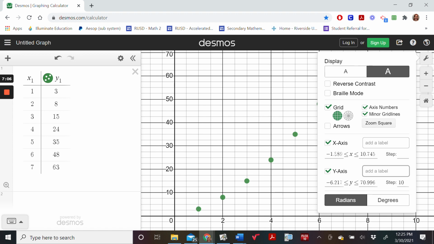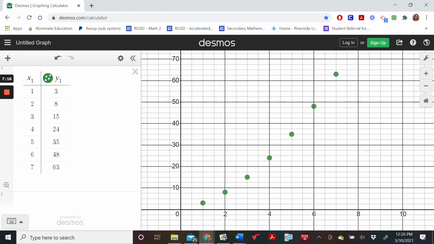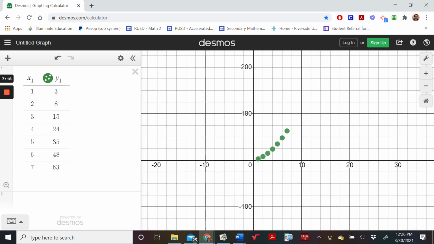Okay. I am stepping by tens. That's why it's counting by tens up there. So from this vantage point, this does look like kind of like a line, but I did think it was curving. And if I zoom out a little bit, I can see that that's not a line. It does curve just a little. So the question then is it exponential or quadratic?